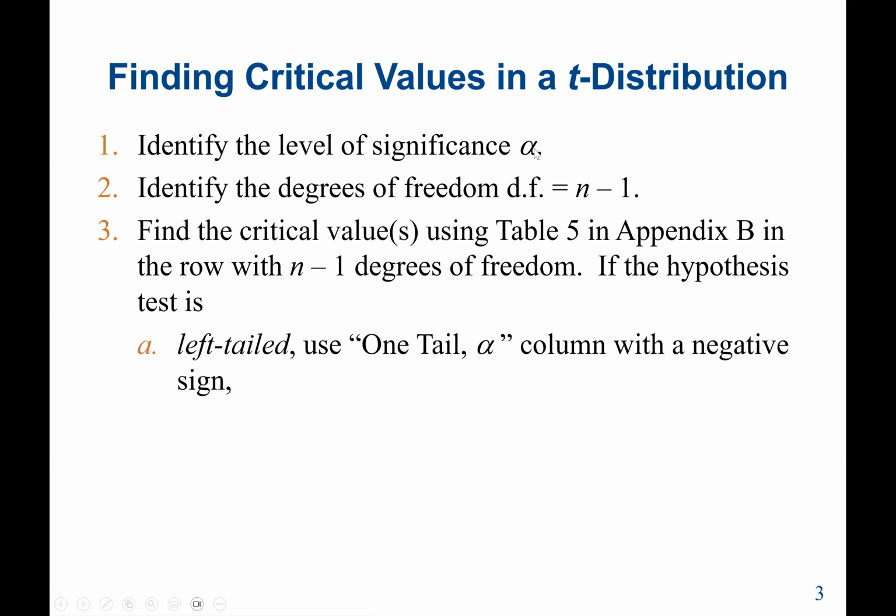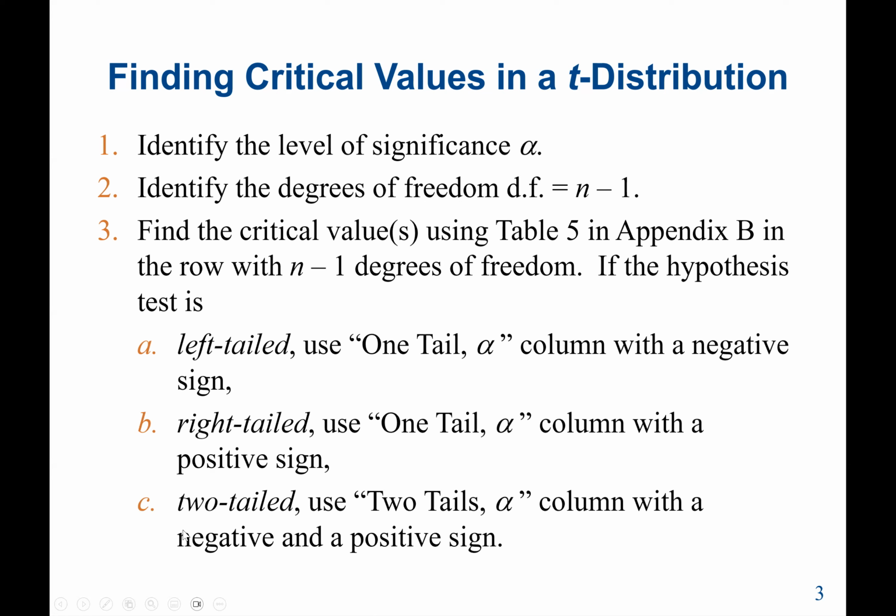So after that, if we know the level of significance and the degrees of freedom, then we can find the critical value using the table. Table 5 in Appendix B is the t-distribution table. Again, if you are using a different textbook, it may be on a different page, or the number of the table will be different, but this table is the t-distribution table. We also have the same kinds of hypothesis tests. Same as the z-test, we have the left tail, the right tail, and the two tail. So the same concept.